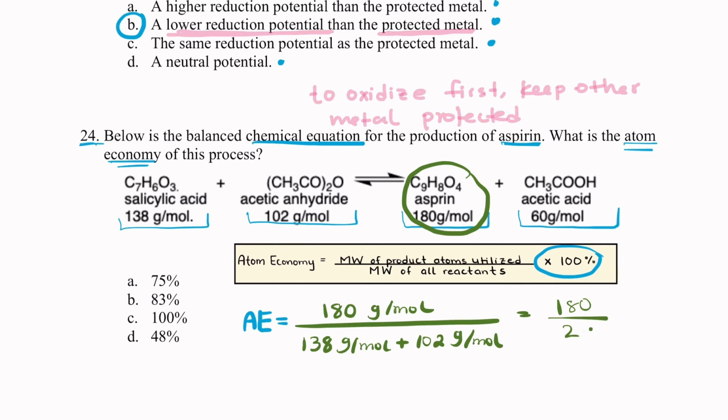Now we're going to compute the ratio. 180 divided by 240 is 0.75. And then we multiply that by 100%, we get 75%. Therefore, the atom economy of this aspirin synthesis is 75%, and the correct answer is A.